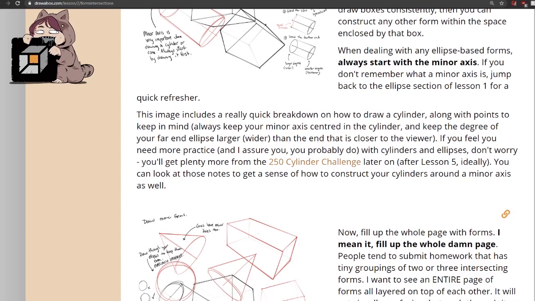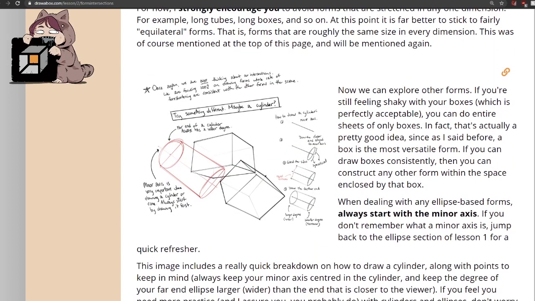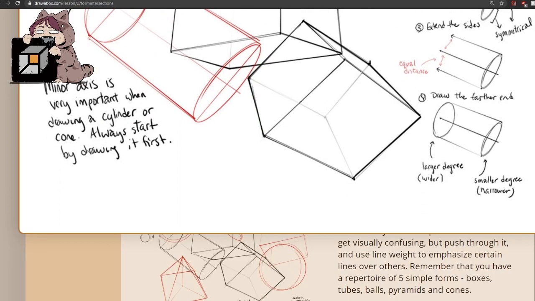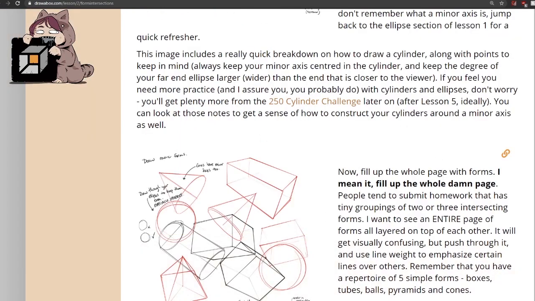If you feel you need more practice, and I assure you, you probably do, with cylinders and ellipses, don't worry, you'll get plenty more on the 250 cylinder challenge later on, after lesson 5 ideally. You can look at those notes to get a sense of how to construct your cylinders around a minor axis as well. So we have the cylinder diagram, which is enormous. So you can just go click on it.